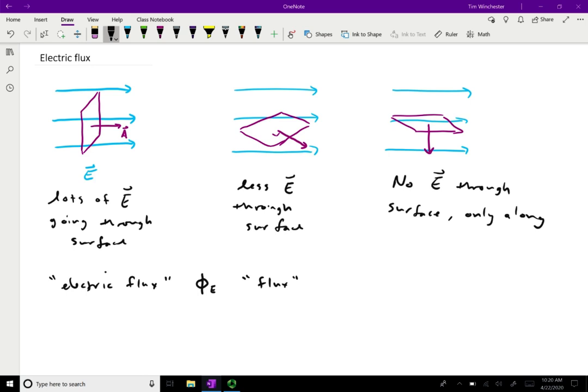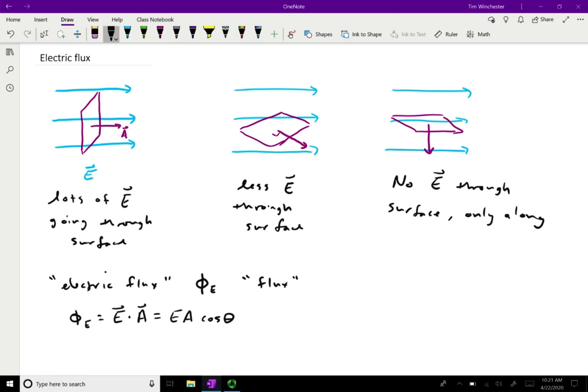Okay, so the definition is that the electric flux is equal to E dot A. Okay, where remember, the dot product is E A cosine theta. Okay, so E and A are the two magnitudes. They're always positive. Cosine theta can be positive, negative, or zero, depending on the angle between E and A.